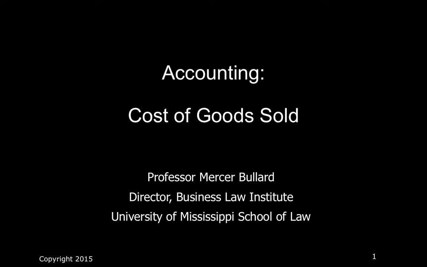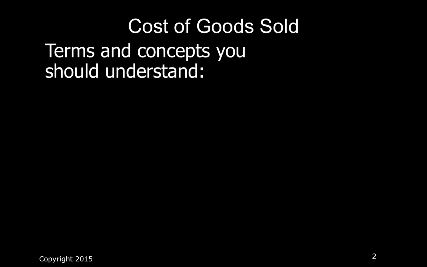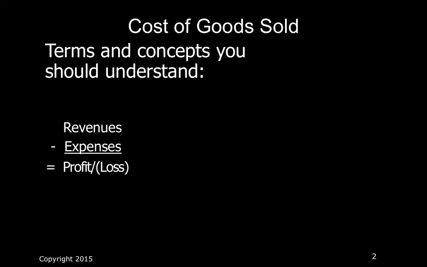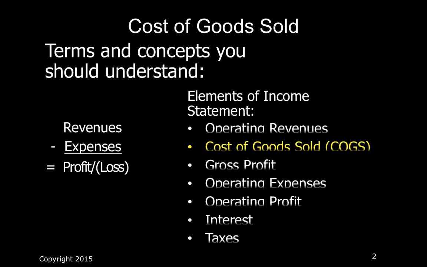This video is part of our series on the basics of accounting. It covers the calculation of costs of goods sold, which is an expense in the statement of income. This video assumes that you are already familiar with the fundamental equation underlying the statement of income, profits equal revenues minus expenses, and understand where COGS fits among the elements of the statement of income.